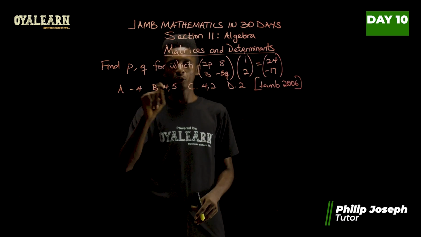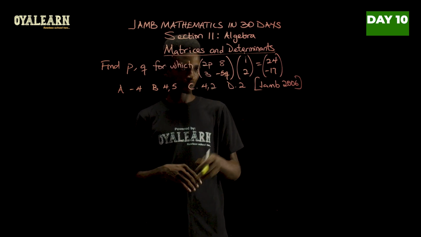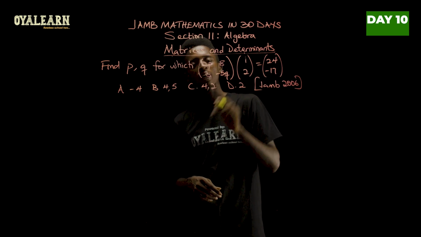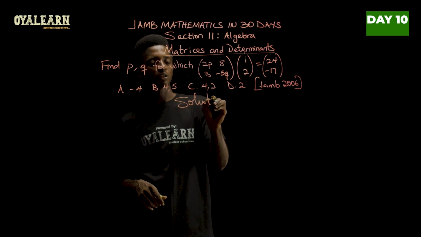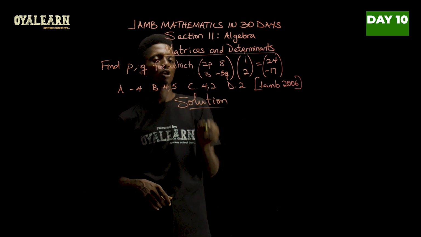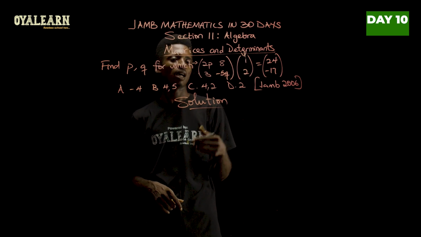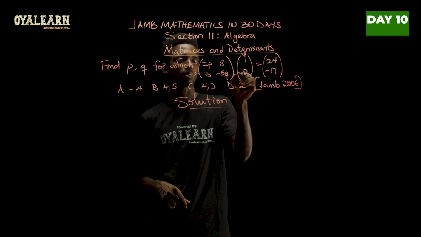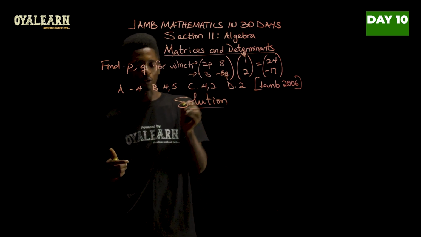Find p and q for which the matrix 2p, 8, 3, minus 5q multiplied by 1 and 2 here equals 24 and then minus 17. So to solve a matrix like this, we're going to go this row against this column, multiplied by this column, and then to the next row it will be this multiplied by this. Since this is only one column, our work is cut out for us already.